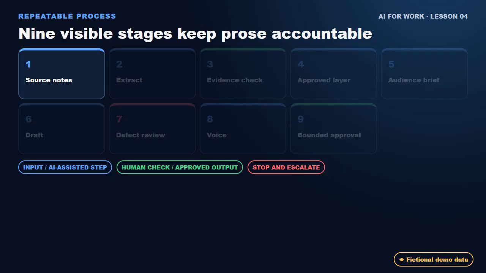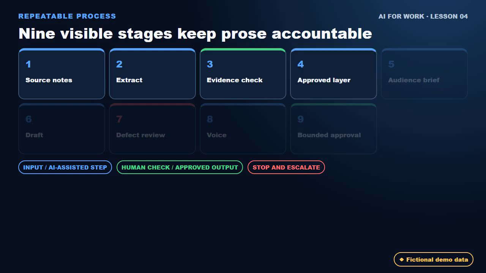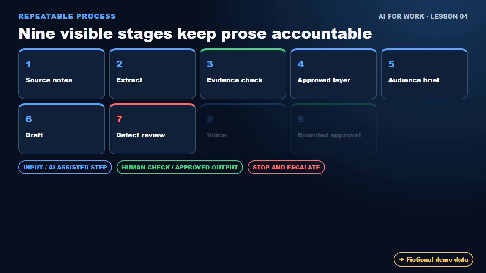Here is the repeatable process. Start with source notes. Extract decisions, status, owners, dates, proposals, unknowns, and authorization limits. Check the candidate rows against the source and approve a factual layer. Define the reader, purpose, desired action, and format. Draft from the approved facts. Review each defect against evidence, apply an approved voice, and record a named human approval boundary.